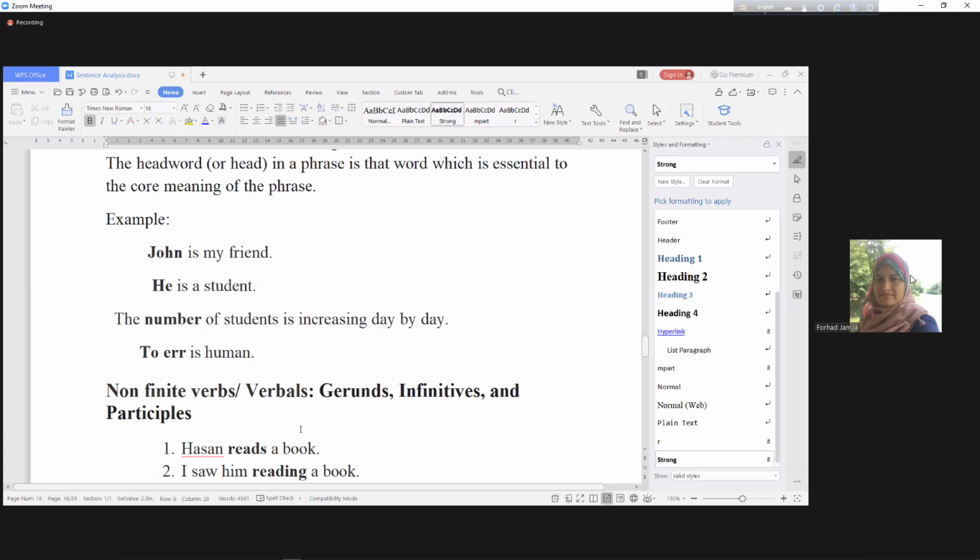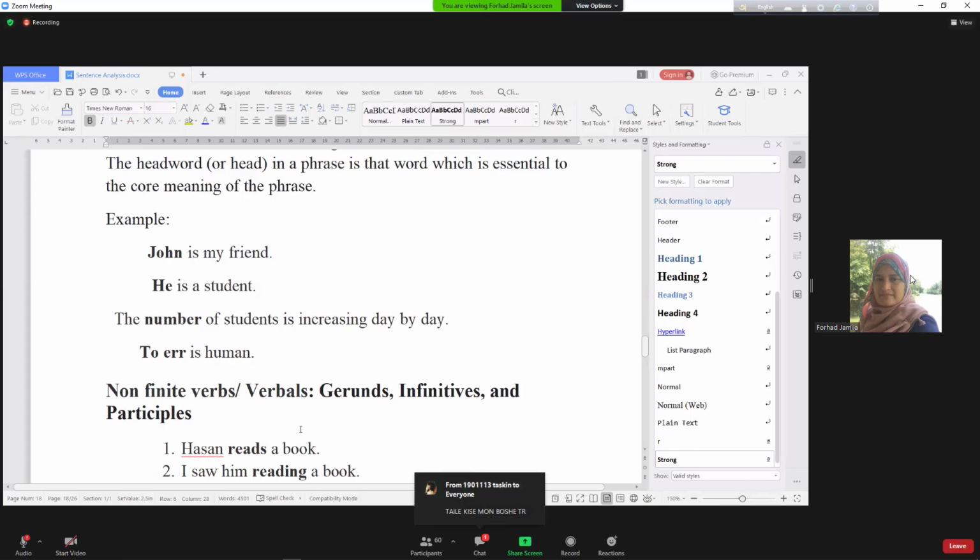I have not actually written it here, but I just want to tell you the definition of a finite verb. What is a finite verb? If you pay a little attention, you can define it yourselves. The verb which changes according to time.